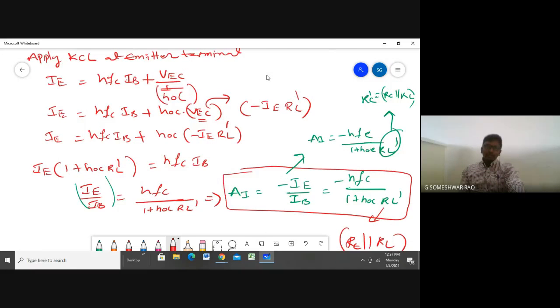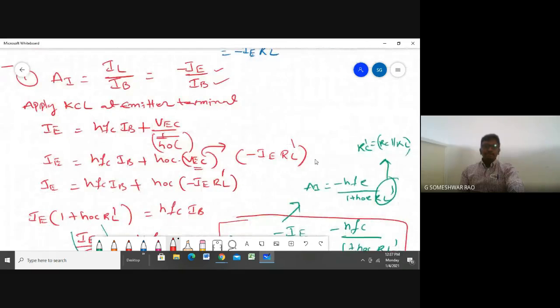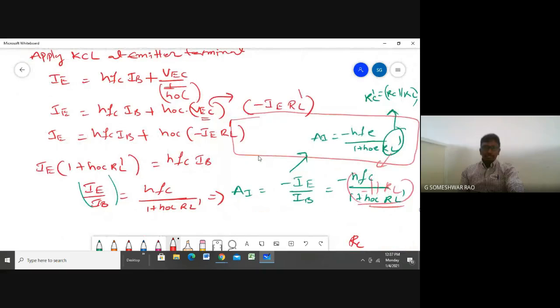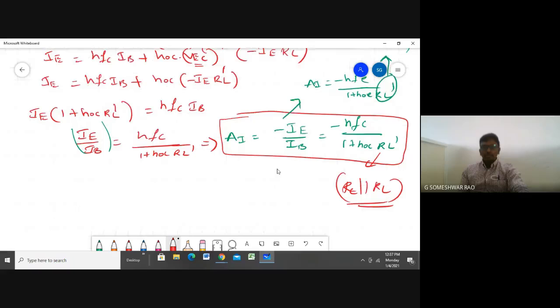Can you complete the rest of the parameters? Yes or no? Like this, can you complete the rest of the parameters? However, we have derived the same thing that we were supposed to derive. When a problem is given, you can write this expression directly. But when people ask you to derive this expression, you have to follow this procedure. Is it okay?